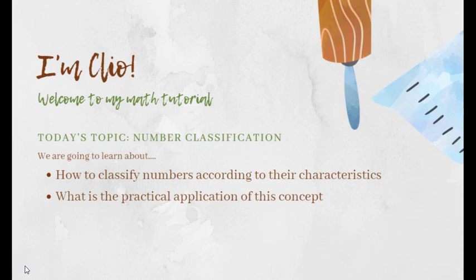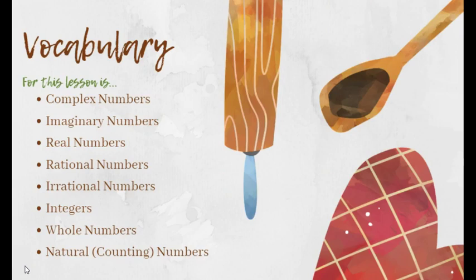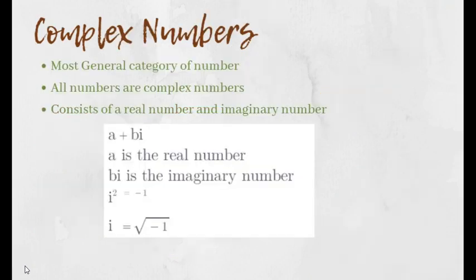Today we are going to be going over number classification, and we are going to learn how to classify numbers according to their characteristics and what some of the practical applications of this concept are. Now, here's the vocabulary for this lesson. We will be going over complex numbers, imaginary numbers, real numbers, rational numbers, irrational numbers, integers, whole numbers, and natural and/or counting numbers. So the first one we're going to go over is complex numbers.